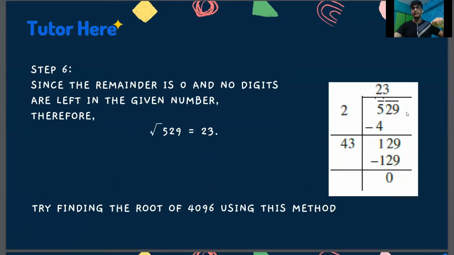Now get the remainder. So here we get the remainder as 0. No digits are left to bring down. Therefore, the root of 529 is 23. Try finding out the root of 4096 using this method. And don't worry guys, it seems a big number, but if you use this method, it's really small.